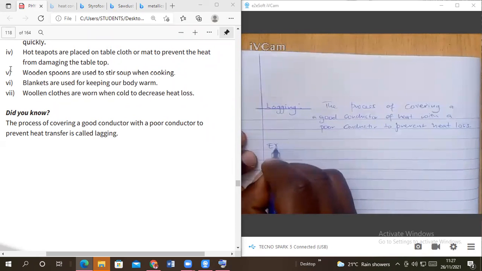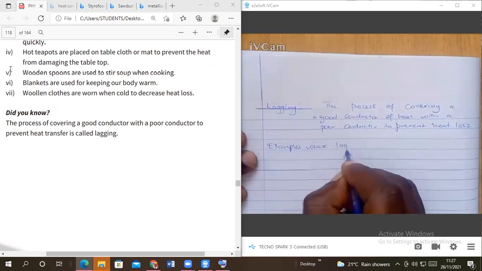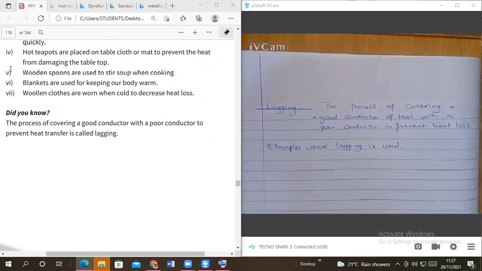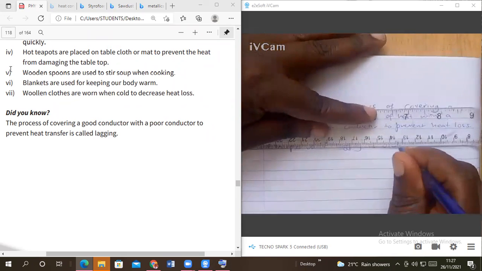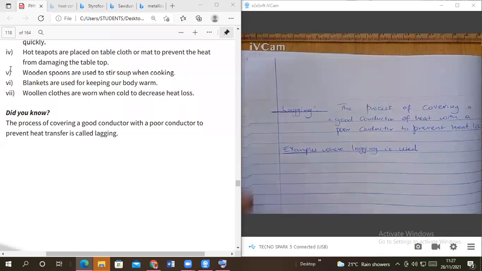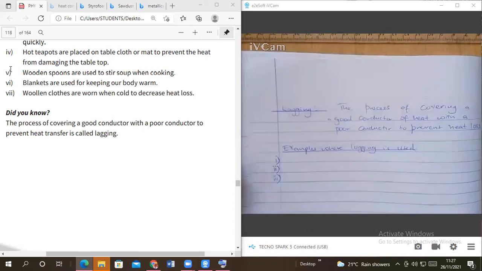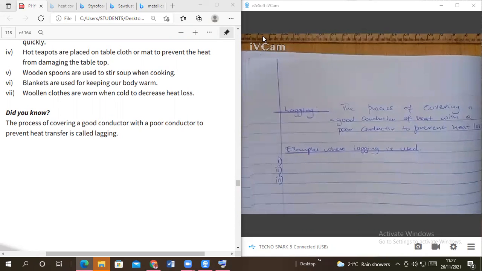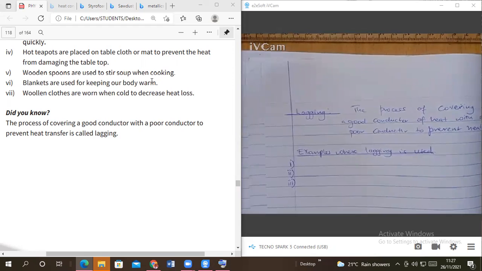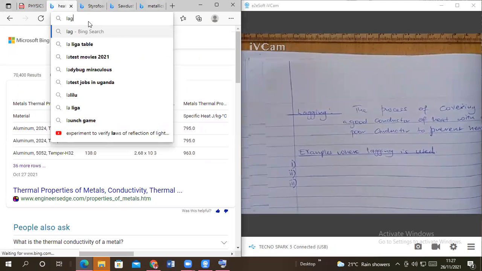So, examples where lagging is used. Can you give me examples where lagging is used? Let us discuss. Members, have you understood lagging? Yes. So what are the examples where we have lagging?